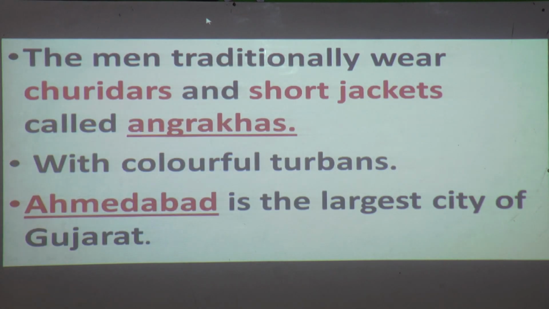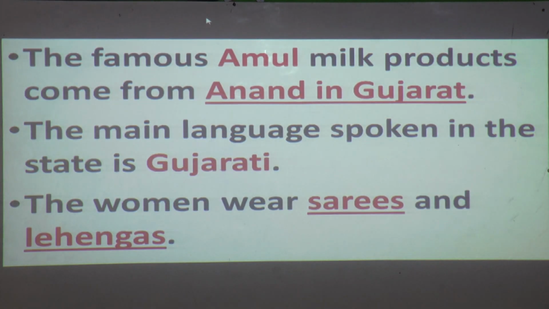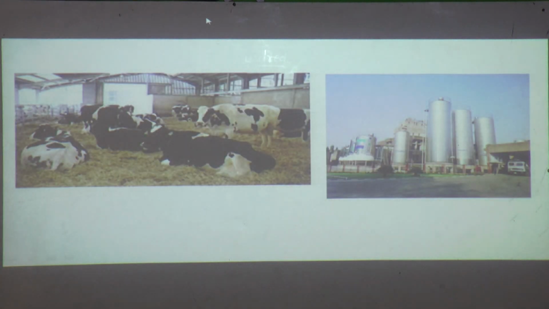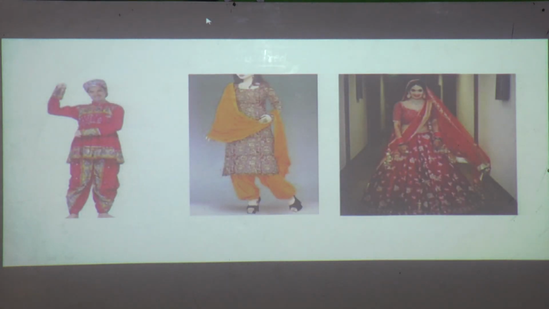And traditionally, what language do they speak? Gujarati. The main language spoken in the state is the Gujarati language. And what is the traditional dress? Women wear saris and lehengas. So this is the traditional dress of a man. I have already told you in the last episode that men wear a short jacket and a churidar. This is called angarakha, correct? Whereas ladies or women wear churidars, lehengas and saris.